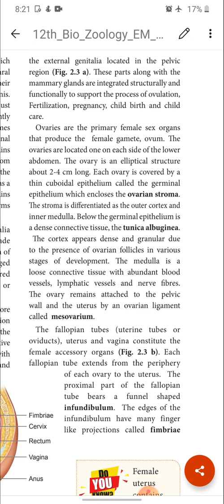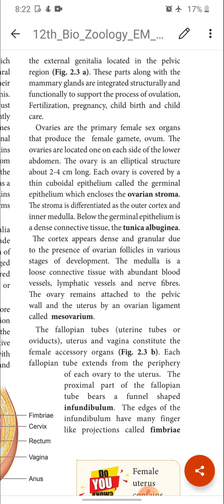What are the structures present in the inner medulla? Loose connective tissue. The inner medulla is a loose connective tissue and it consists of abundant blood vessels, lymphatic vessels and nerve fibers. Okay, so what about the structure of the ovary? It is elliptical in structure, 2 to 4 centimeter long, and it is covered with cuboidal epithelial cells called germinal epithelium. Below the germinal epithelium, the tunica albuginea is present. It is a connective tissue, and inside the germinal epithelium there is an ovarian stroma. The ovarian stroma is differentiated into outer cortex and inner medulla.